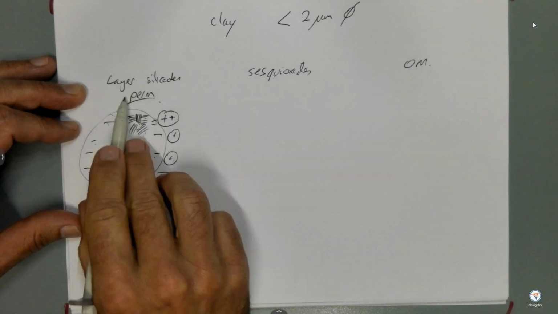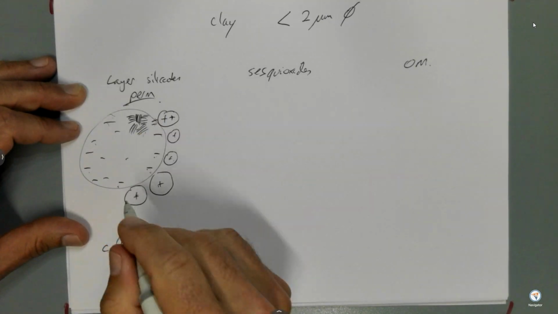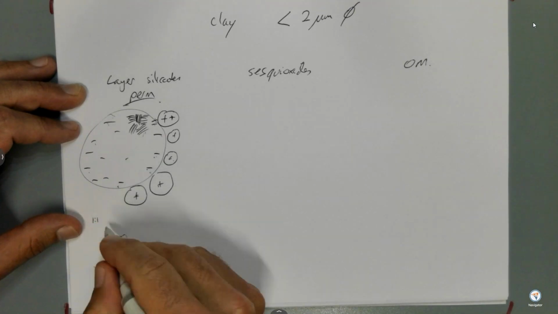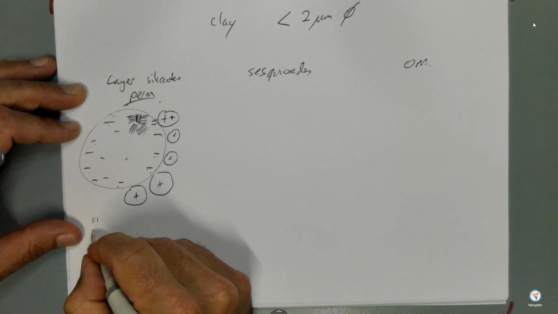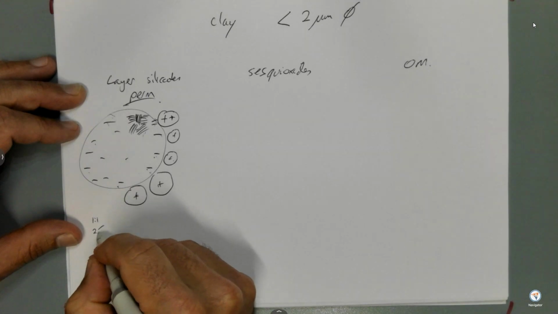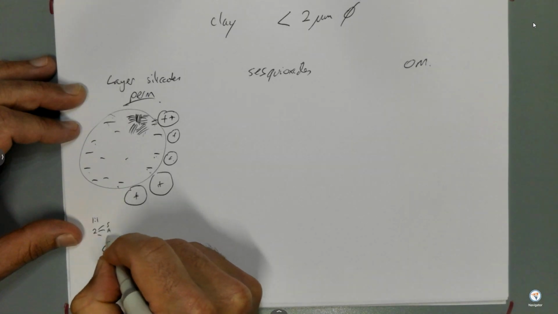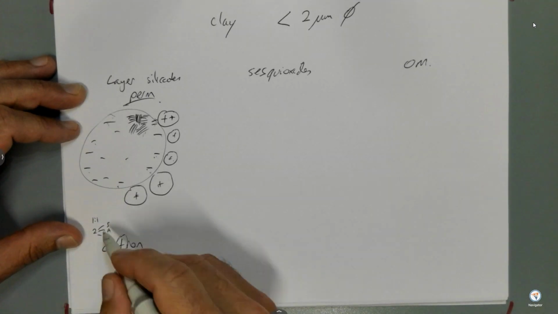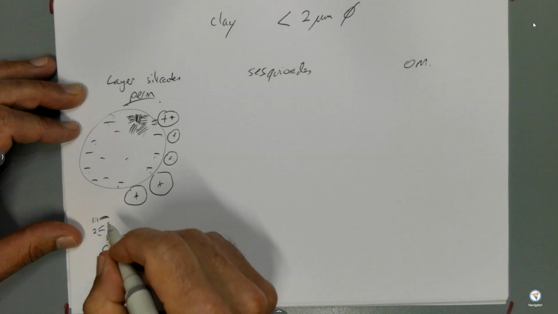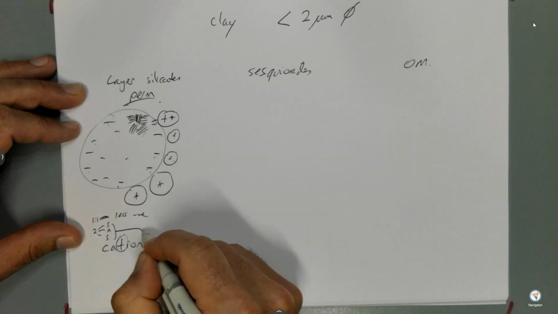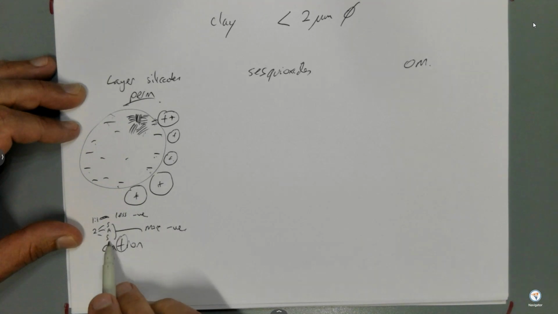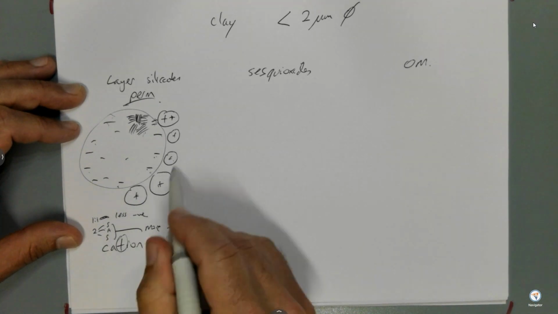Now, not all layer silicates are equal. There are some, and we call them 1-to-1, and that just means they've got one layer of silica oxide and one layer of aluminium oxide. And then there are 2-to-1s, which have two layers of silicon, one aluminium and another silicon. These things have less negative charge than these things. These 2-to-1s have more negative charge, so they'll hold more cations.